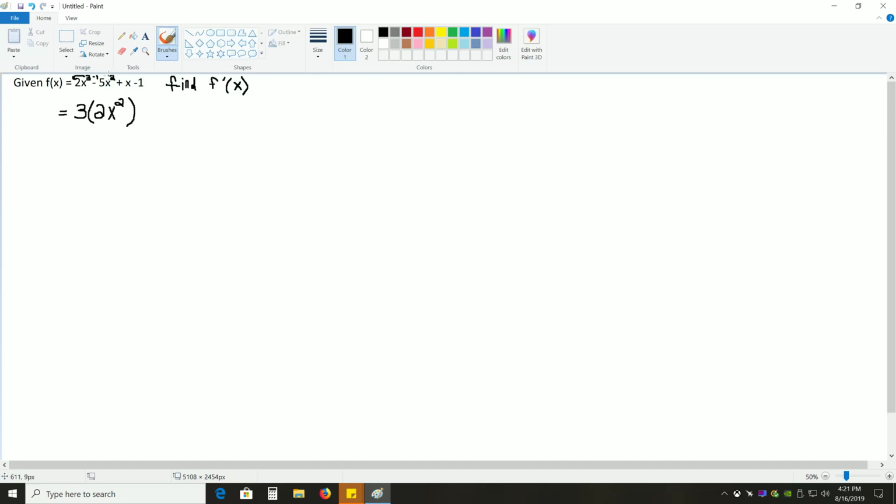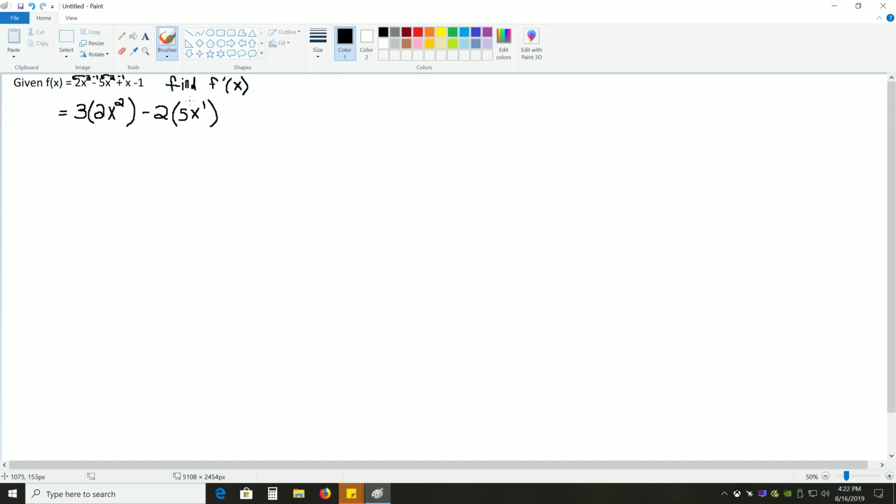And now we're going to do the same thing with this 2. We're going to multiply it out front and subtract 1 from it, which gives us minus 5 times 2. In fact, I'll write that the other way, just like the last one. So minus 2, what we just multiplied out front, times, we had 5x squared minus 1, which gives us just x to the first.